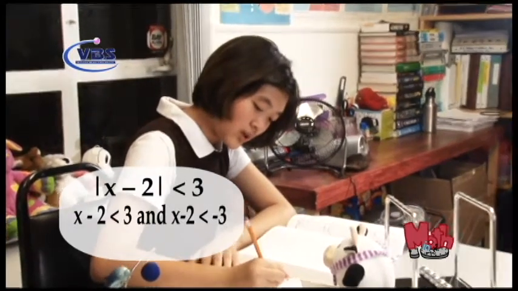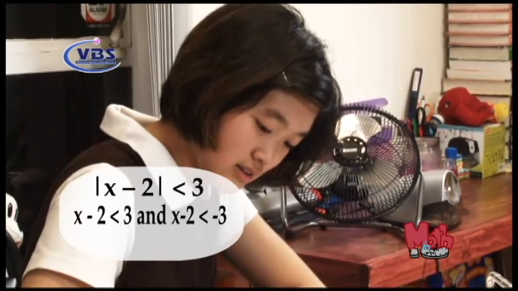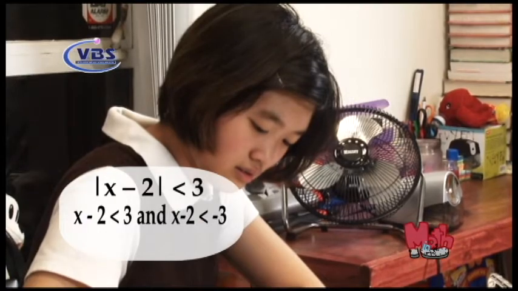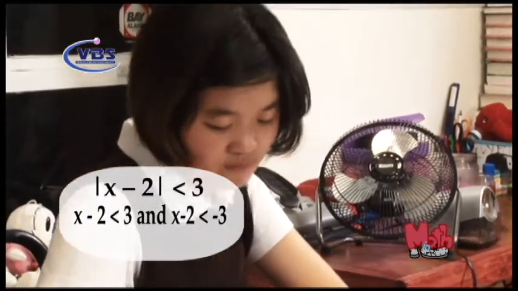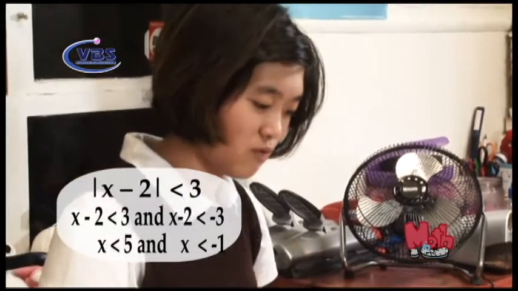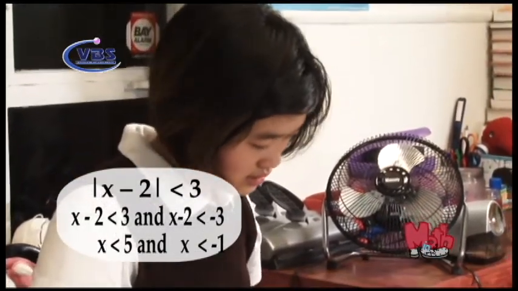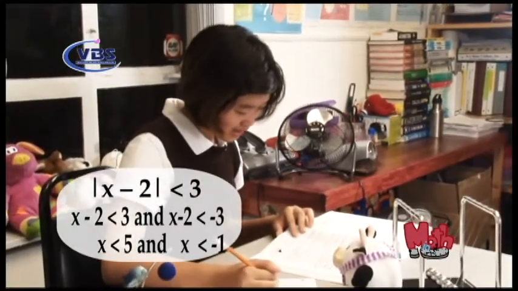Solve both equations. Okay, x is less than 5, x is less than negative 1. Let's see if that's right. I got it wrong again.